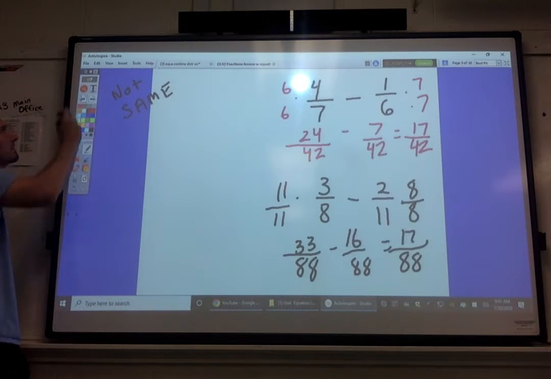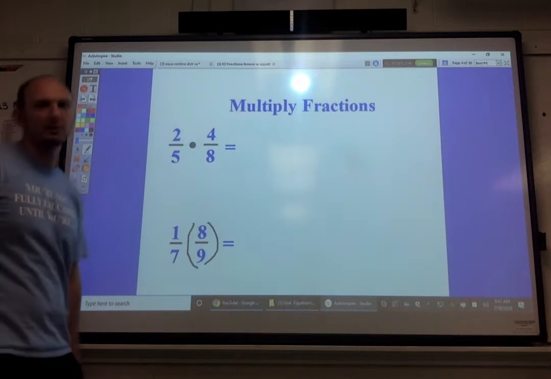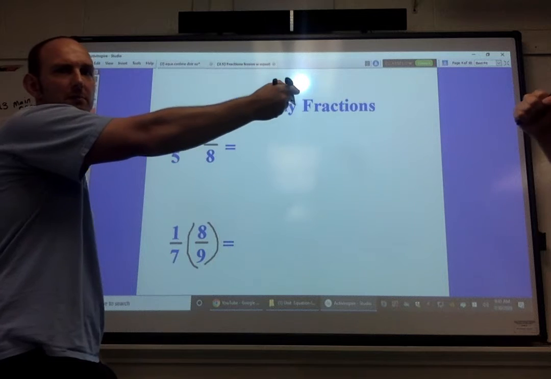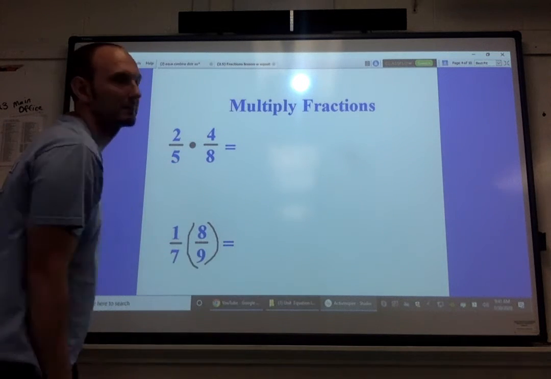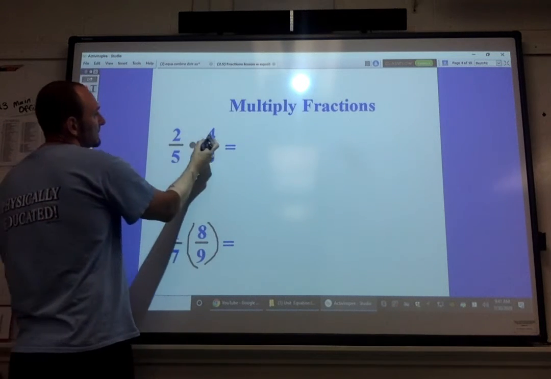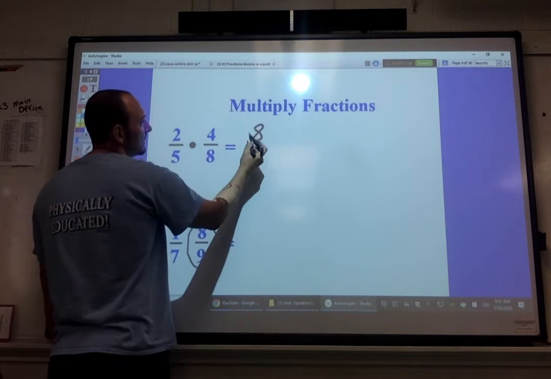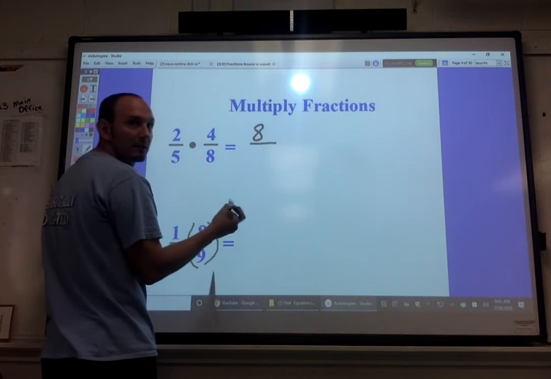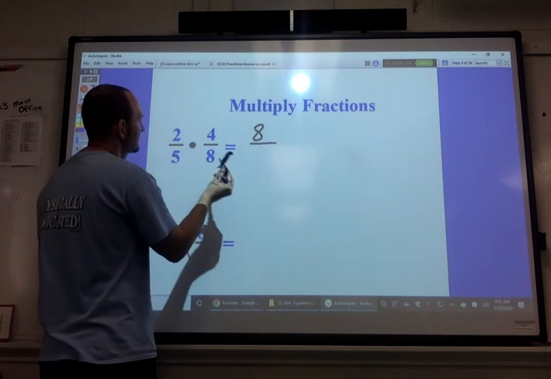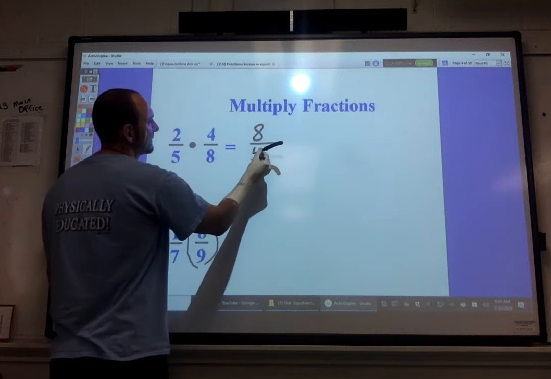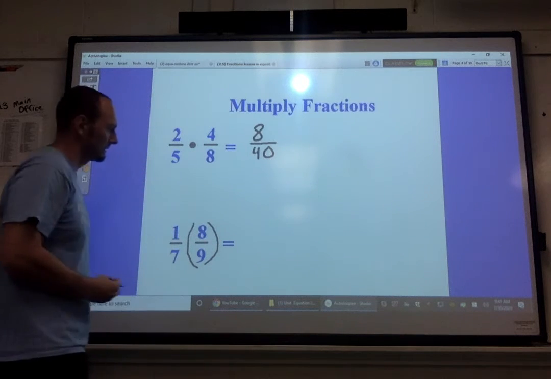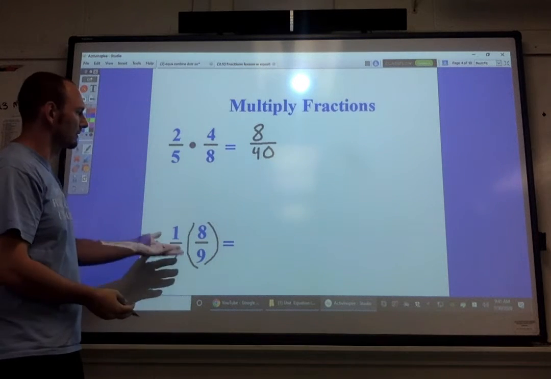Next skill is by far my favorite. Multiplying fractions. You just straight up tops times tops, bottoms times bottoms. So 2 times 4 is 8. And then 5 times 8 is 40. Same thing with this one. I just wrote it 2 different ways.